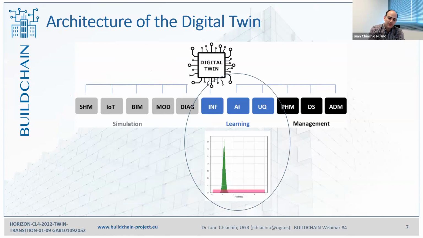The second important block for this digital twin technology to be ready is the learning block. By learning, we mean all these artificial intelligence techniques, uncertainty quantification techniques, and inference techniques, so that when we have data, we can learn from this data, extract conclusions, and make the model more sophisticated and more accurate. This is our learning technology.